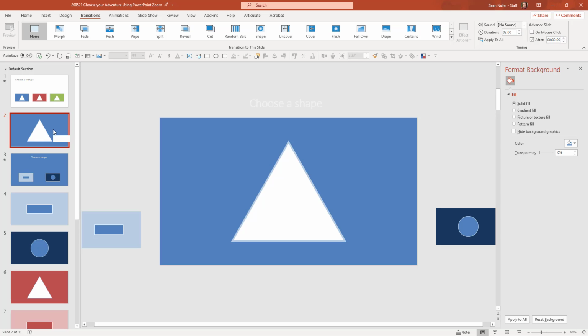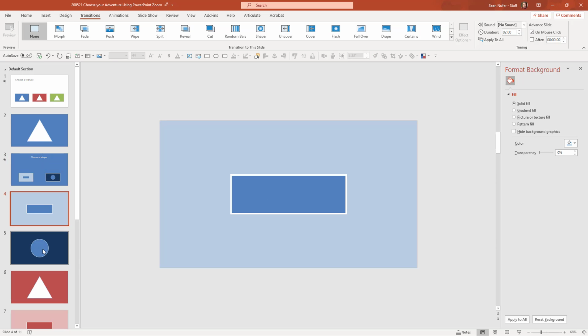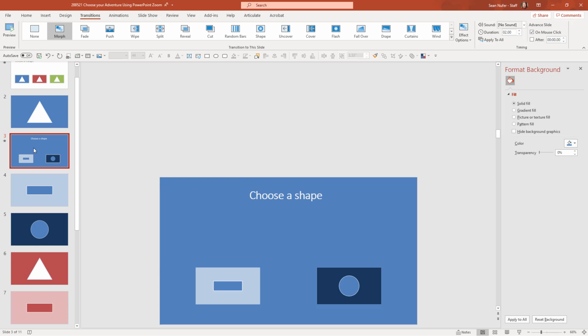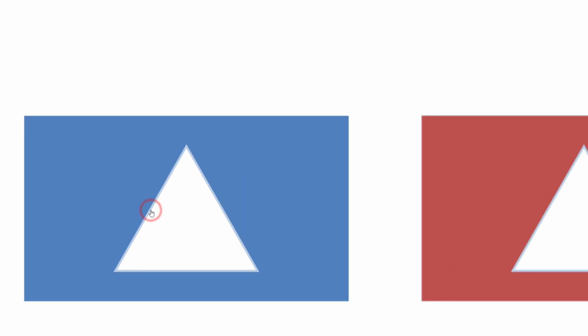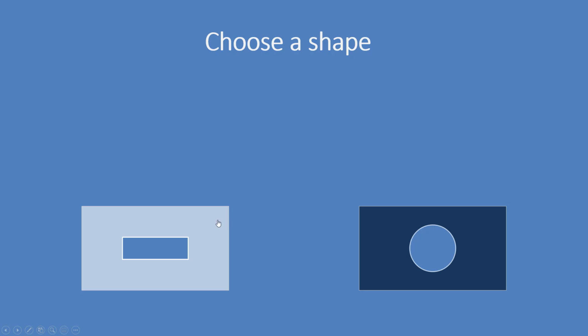So it'll land on this slide, and without the user doing anything, then it'll morph into this one where they can choose their shape, and then they can either choose the rectangle or the circle. So let's preview that so far, see what we have. I have choose a triangle, and if I choose this one, then it morphs to choose a shape, and I can choose one of these shapes then. This one or that one.